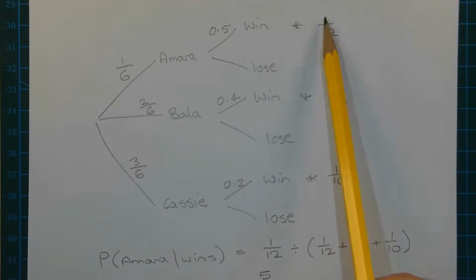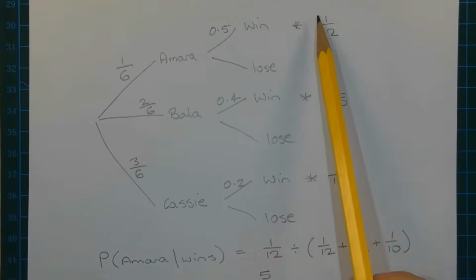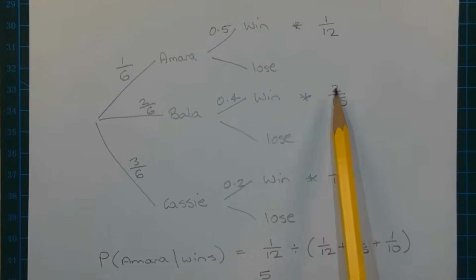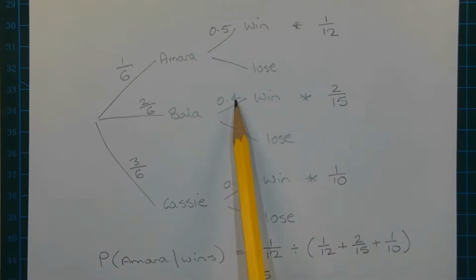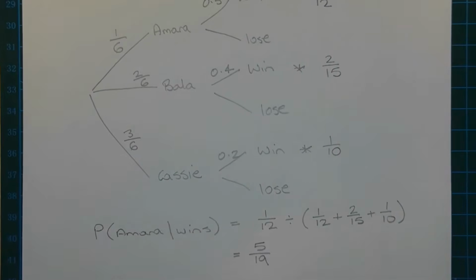So we add these three probabilities together. 1 over 12, 2 over 15, which we get by multiplying 2 over 6 times 0.4, and 1 over 10, which we get by multiplying 3 over 6 times 0.2. So the probability that Amara was chosen, given that the team wins, is equal to 1 over 12 divided by, open bracket, 1 over 12 plus 2 over 15 plus 1 over 10, close bracket, and that evaluates to 5 over 19.